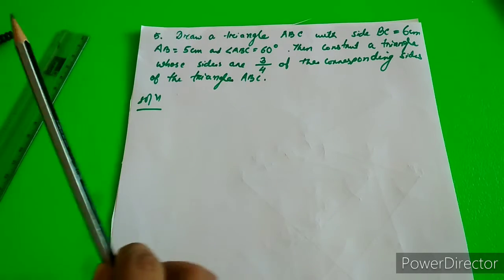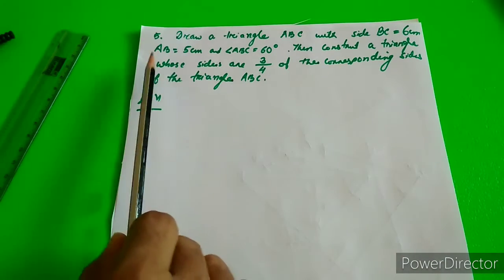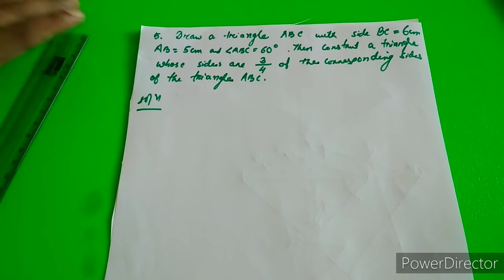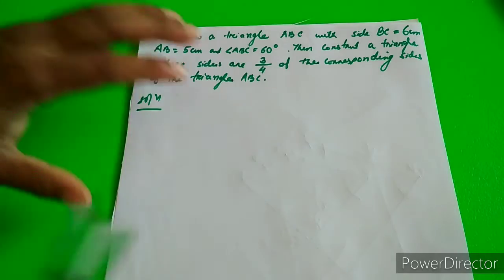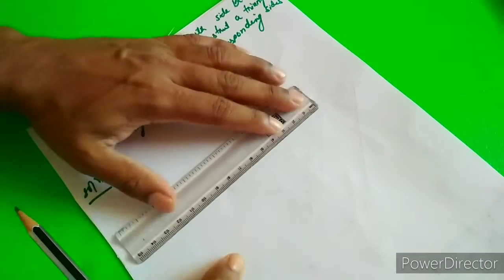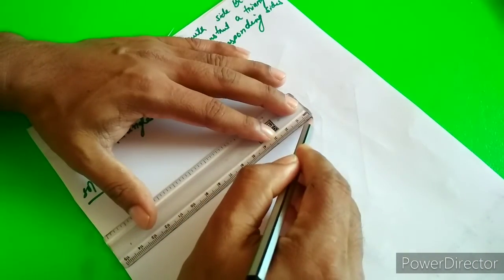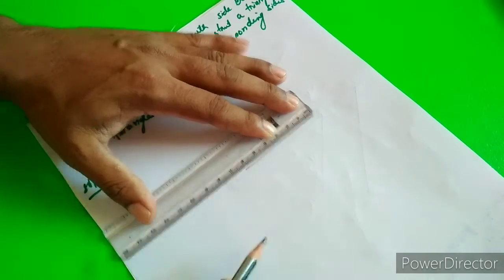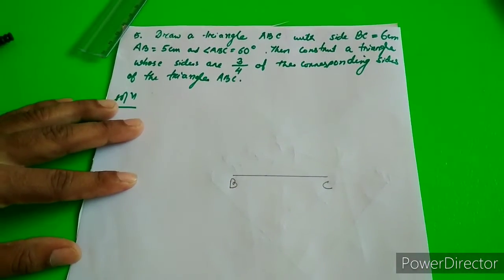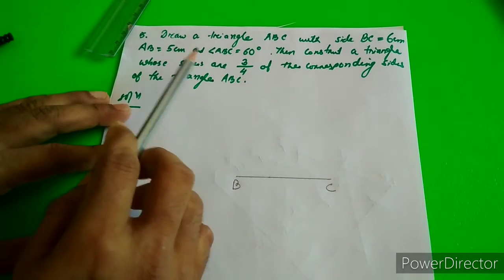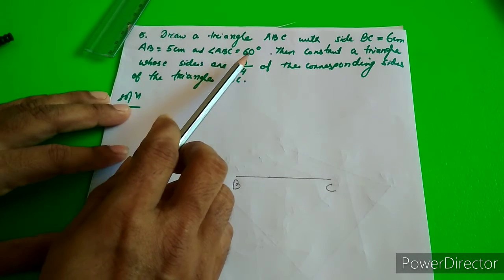Firstly, they were giving us BC equal to 6, AB equal to 5. Just listen carefully, okay? The first thing we need to do, BC equal to 6 cm, we will draw. BC equal to 6 cm. Clear? This is B, this is C. Okay? Next, angle ABC equal to 60 degrees.